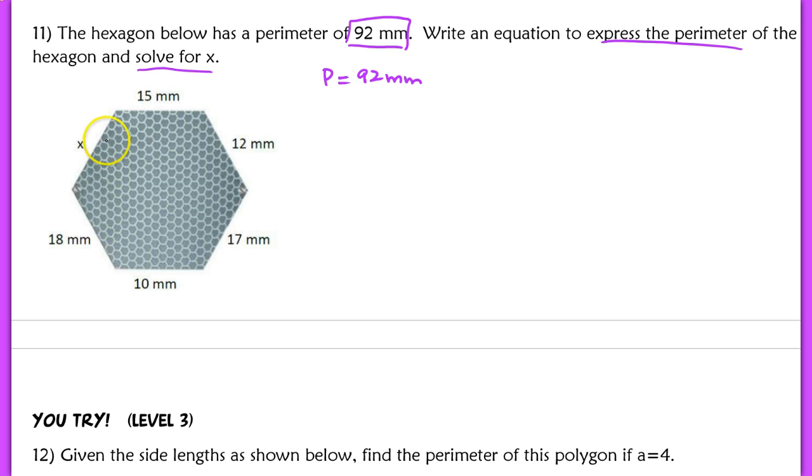So if I look at the perimeter of this hexagon here, I would need to add all of these sides here. Now I already know the outcome of that perimeter. That perimeter is supposed to equal 92 millimeters. So that's how I'm going to set up my equation. I'm going to add all of the parts.